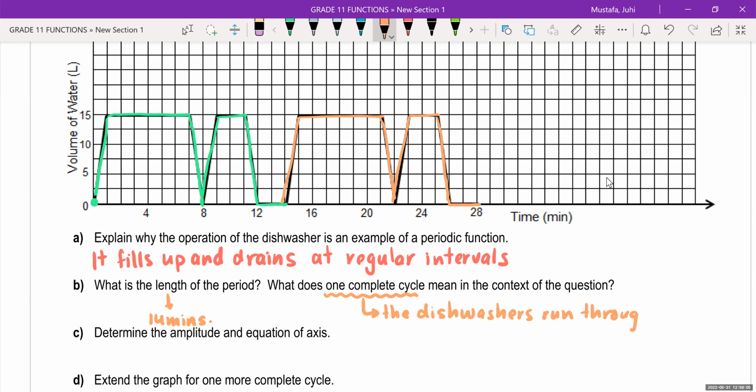I do have to warn you, this unit does have quite a few word problems because now we're basically going to be talking about sine and cosine in real life situations.